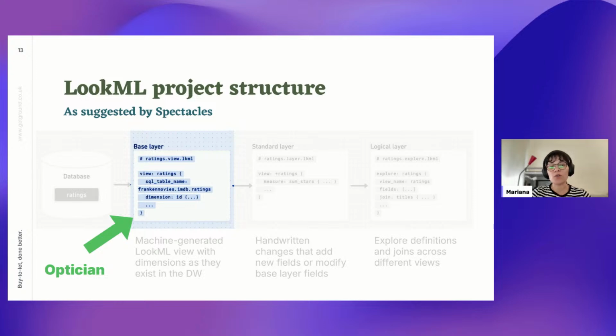Optician is responsible for creating this first layer that will always match your data warehouse. Any further changes that you need to make, you can add manually to the refinement layer in Looker. So in the case that you have a new field in your table, it gets added to the base layer, and if you don't do anything else, it gets automatically passed through the following layers and it will show in your explores.